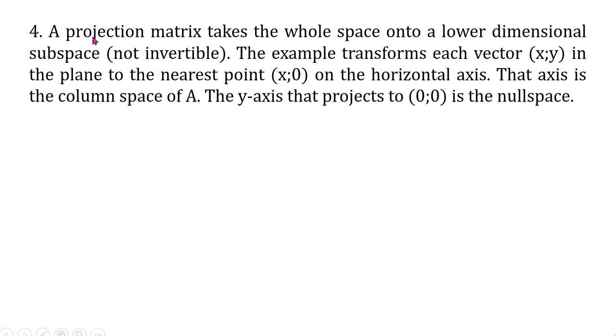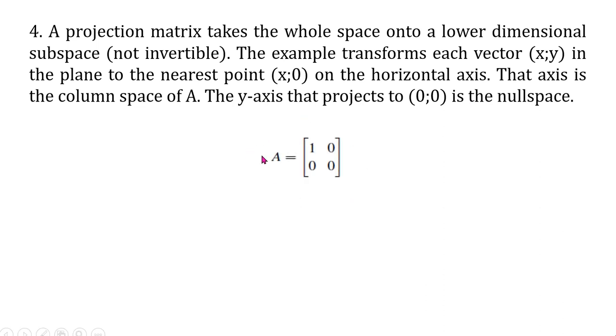So the next property, a projection matrix. A linear transformation's fourth property is a projection matrix. A projection matrix takes the whole space onto a lower-dimensional subspace. The example transfers each vector (x, y) in the plane to the nearest point (x, 0) on the horizontal axis. That axis is the column space of A. The y-axis, which projects to (0, 0), is the null space.